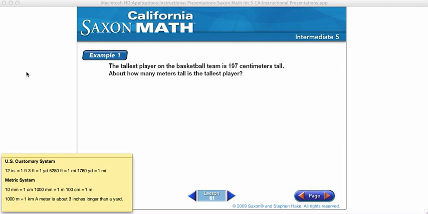Down here in the corner, I have copied and pasted the chart from page 446 in your book on units of length. The top shows our customary system in the United States. 12 inches equals 1 foot, 3 feet equals 1 yard, 5,280 feet equals 1 mile, or 1,760 yards equals 1 mile. Metric system: 10 millimeters equals 1 centimeter, 1,000 millimeters equals 1 meter, 100 centimeters equals 1 meter, and 1,000 meters equals 1 kilometer. A meter is about 3 inches longer than a yard.